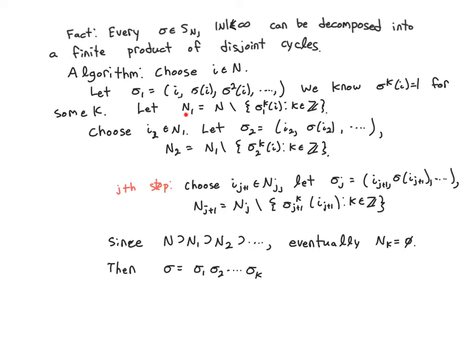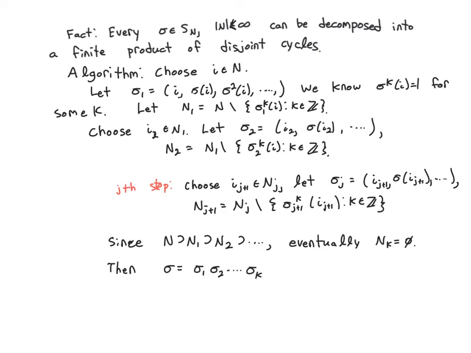Let N1 be everything that's not on that cycle. Now choose an element in your leftovers. Let sigma 2 be the cycle generated by that element, namely that element, sigma of that element, sigma squared of that element, and so on. Yet again, this cycle is going to have finite length. Now let N2 be your new leftovers. So you've removed from N1 all the elements of this cycle.